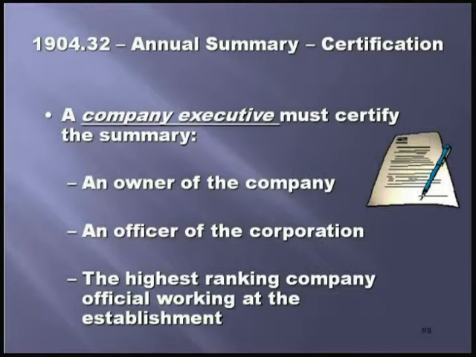The company executive must be the person who actually signs this form, and only certain individuals are allowed to sign this form. The person who signs the OSHA Form 300A can either be an owner of the company, an officer of the corporation, or the highest ranking company official working at that establishment. For example, that site's manager, that plant manager. Not the HR manager, not the safety manager.